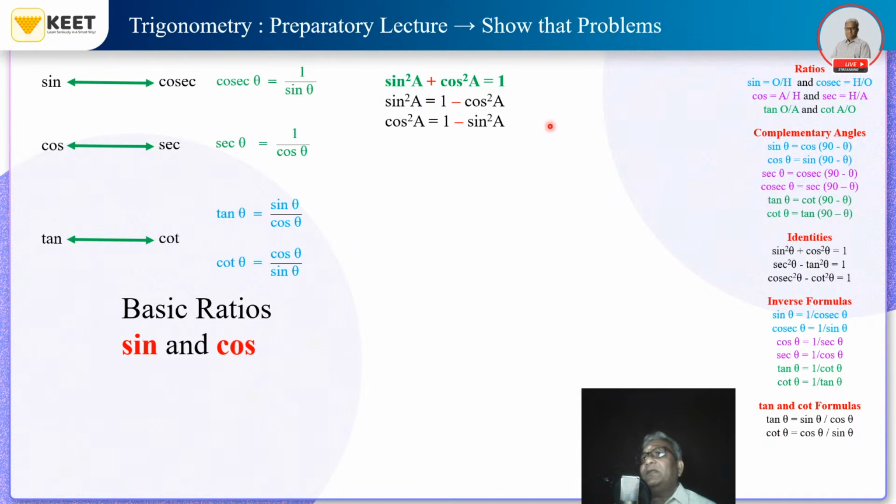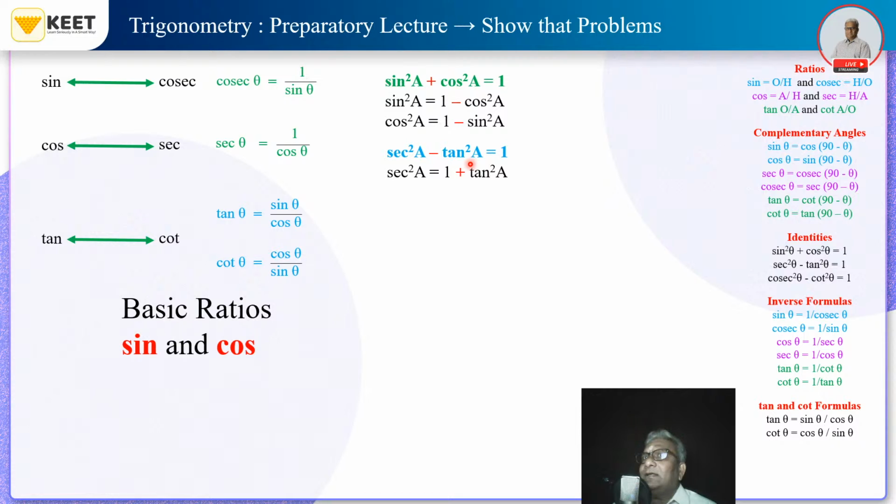Okay, now we shall see the second identity, that is sec square a minus tan square a equals 1. These identities can also be written in 2 more forms. Now when you transfer this minus tan square a to the right side, it will become plus. Okay, and then you will get the value of sec square a.